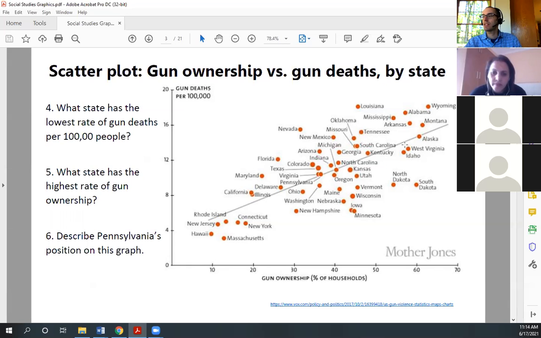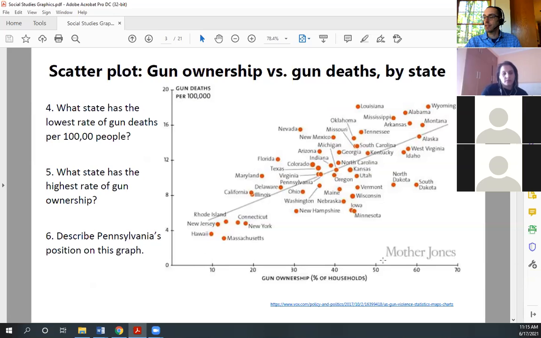So this is called a scatter plot. The title is Scatter Plot: Gun Ownership versus Gun Deaths by State. We see the names of the states of the United States: Nevada, Florida, Maryland. We look at the two axes. The up and down axis is gun deaths per 100,000 people. So how many gun deaths, we assume per year, does that state have per 100,000 people? And across the bottom is gun ownership, percentage of households, and it goes 10%, 20%, up to 70%.